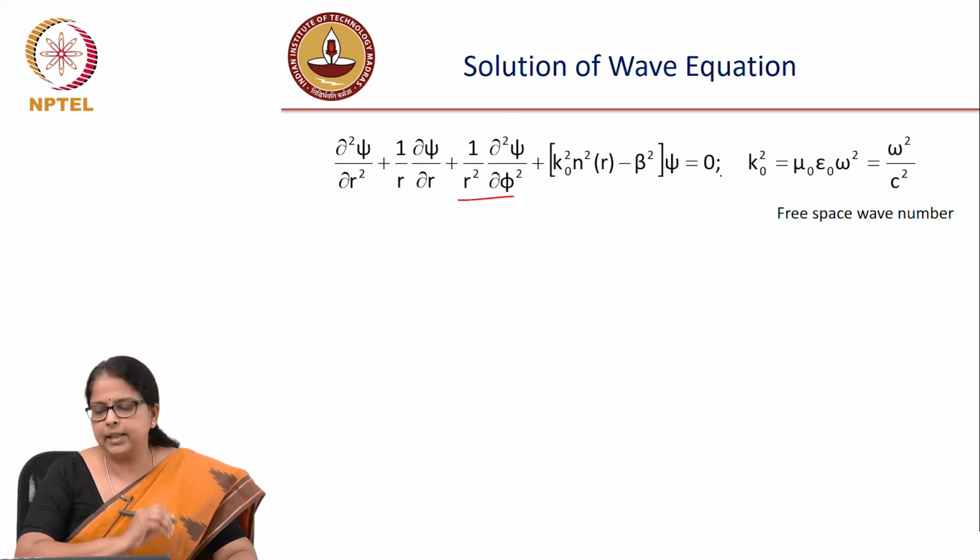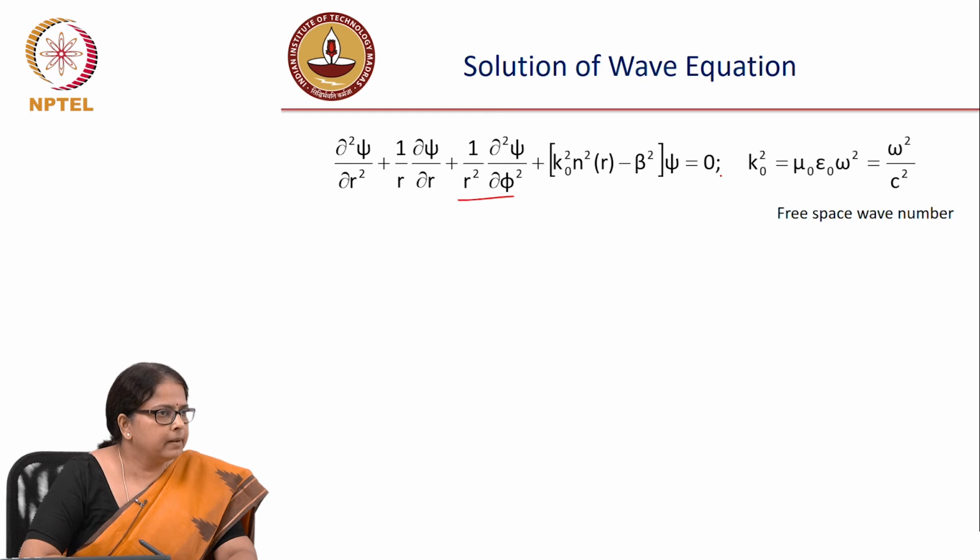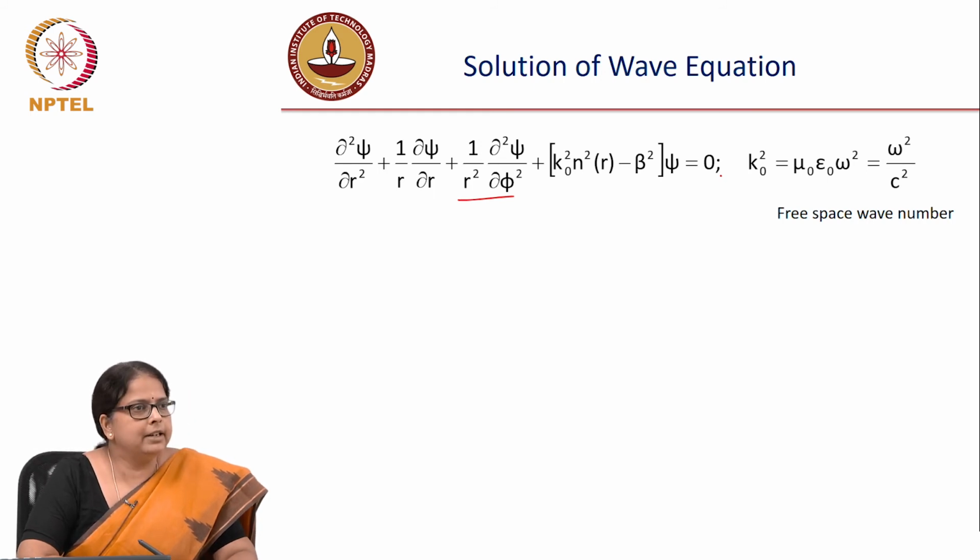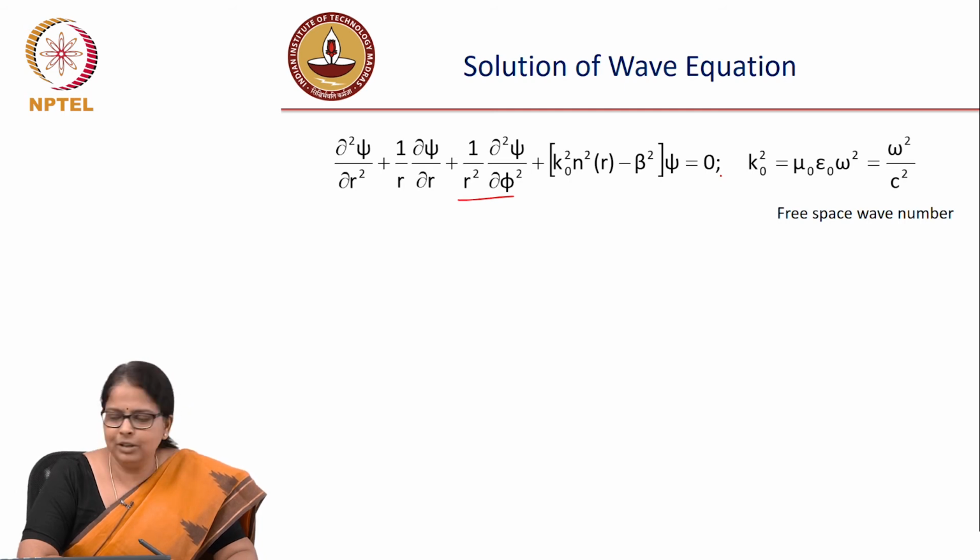Now, this is the equation that needs to be solved. What is unknown? Again, we will keep reminding ourselves what is unknown, what is known. ψ is unknown, β is unknown. It is a second order differential equation in how many variables? 2 variables. Which are the variables? You have your r and of course you have your φ.